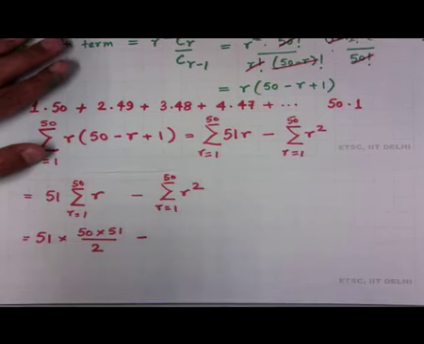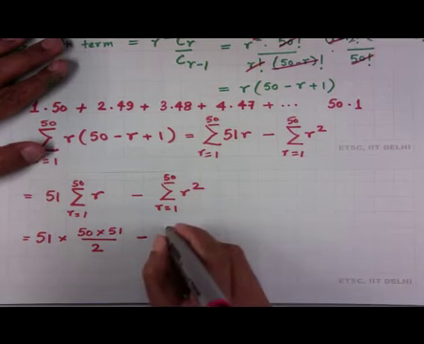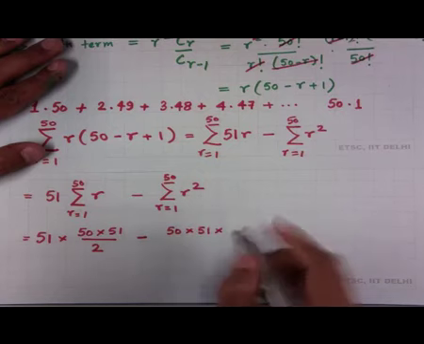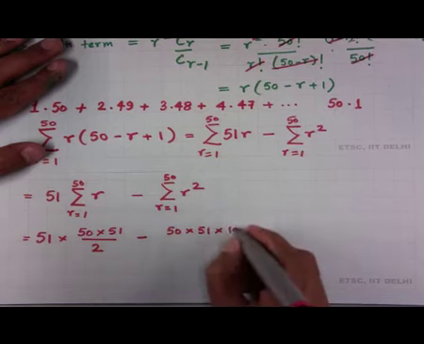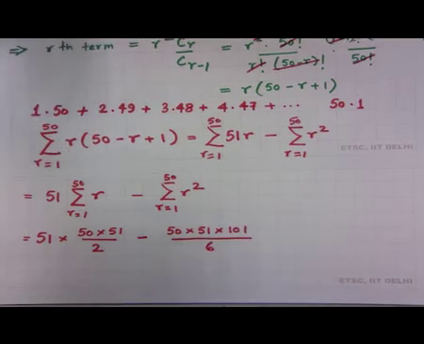n into n plus 1 into 2n plus 1. So, 50 into 51 into 2 into 50 plus 1, so 101 by 6. So, this is your answer.